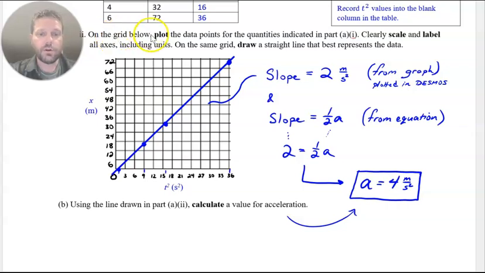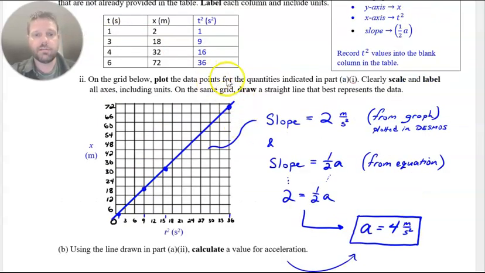Now it's saying on the grid below, we want to plot those data points that we have here for the quantities indicated in this part. And we're going to clearly scale and label all the axes, including units. And we're going to draw the line of best fit that represents the data, which I know is going to be linear based on my plotting x versus t squared.